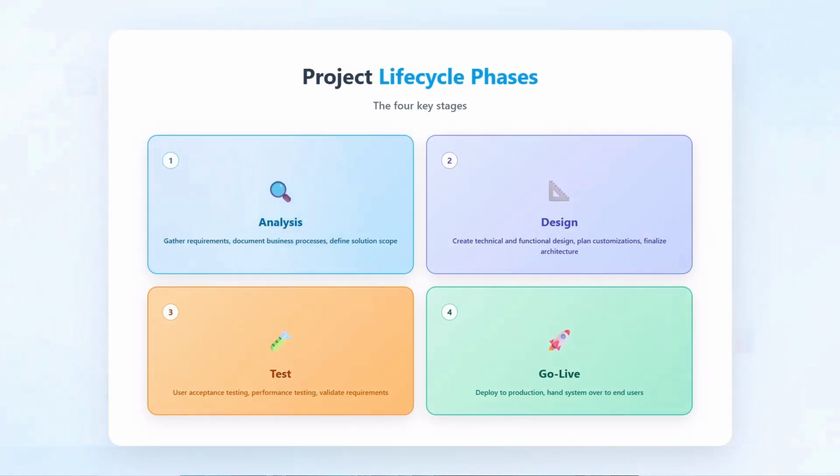The analysis phase is when you gather requirements, document business processes, and define the scope of the solution. The design phase is where you create the technical and functional design, plan customizations, and finalize the architecture. The test phase involves user acceptance testing, performance testing, and validating that the solution meets all requirements. And finally, go live is when you deploy to production and hand the system over to end users.